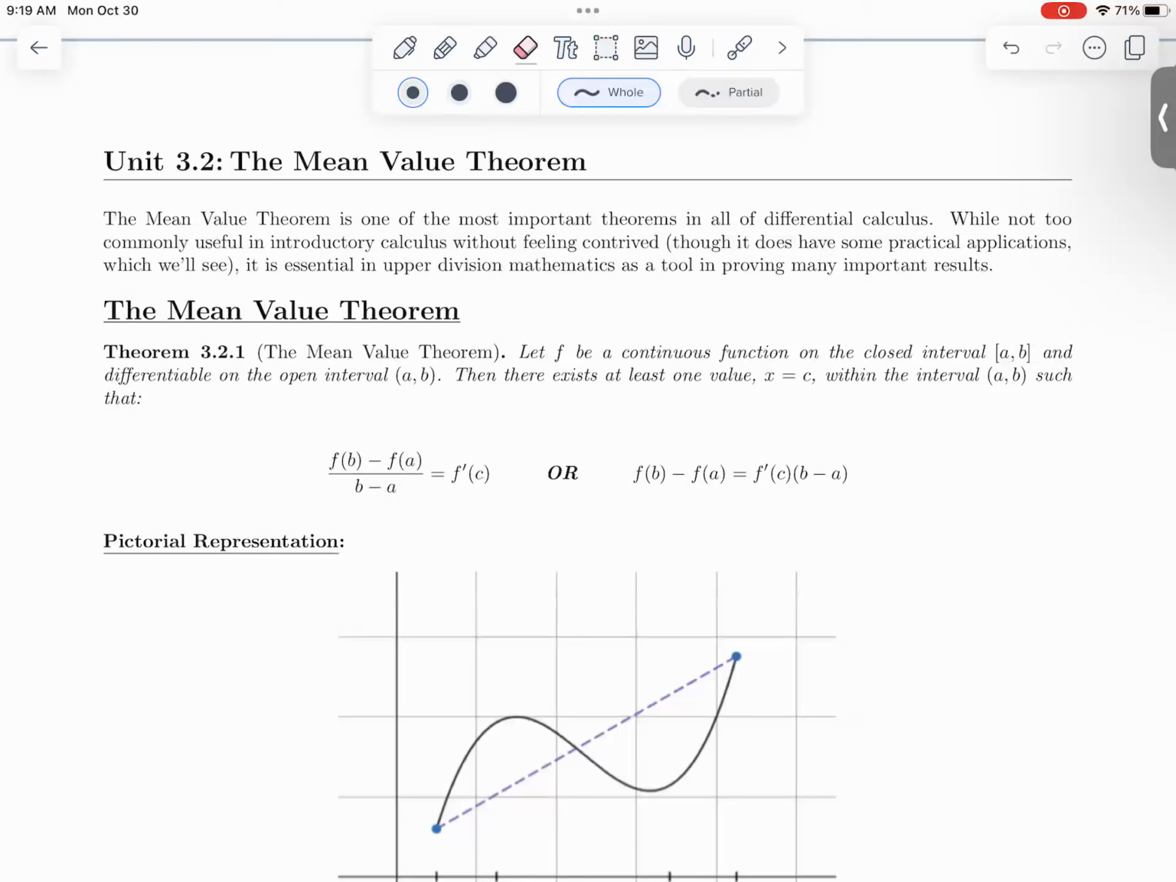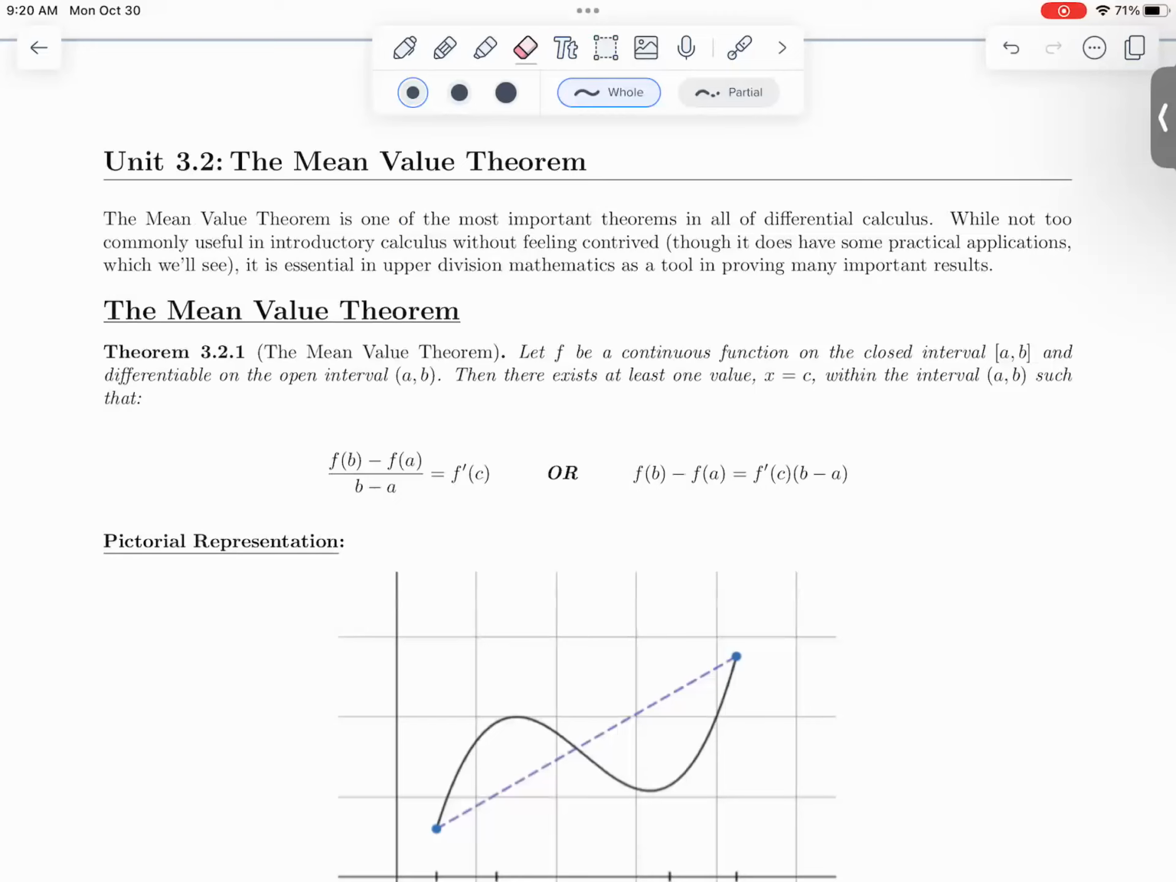It says, let f be a continuous function on the closed interval [a, b] and be differentiable on the open interval (a, b). So it doesn't need to be differentiable at the endpoints, but it does need to be differentiable on the inside. Then there exists at least one c value within the interval (a, b) such that (f(b) - f(a)) / (b - a) is equal to f'(c), or the more useful application of it for many proofs is that (f(b) - f(a)) / f'(c) = b - a.